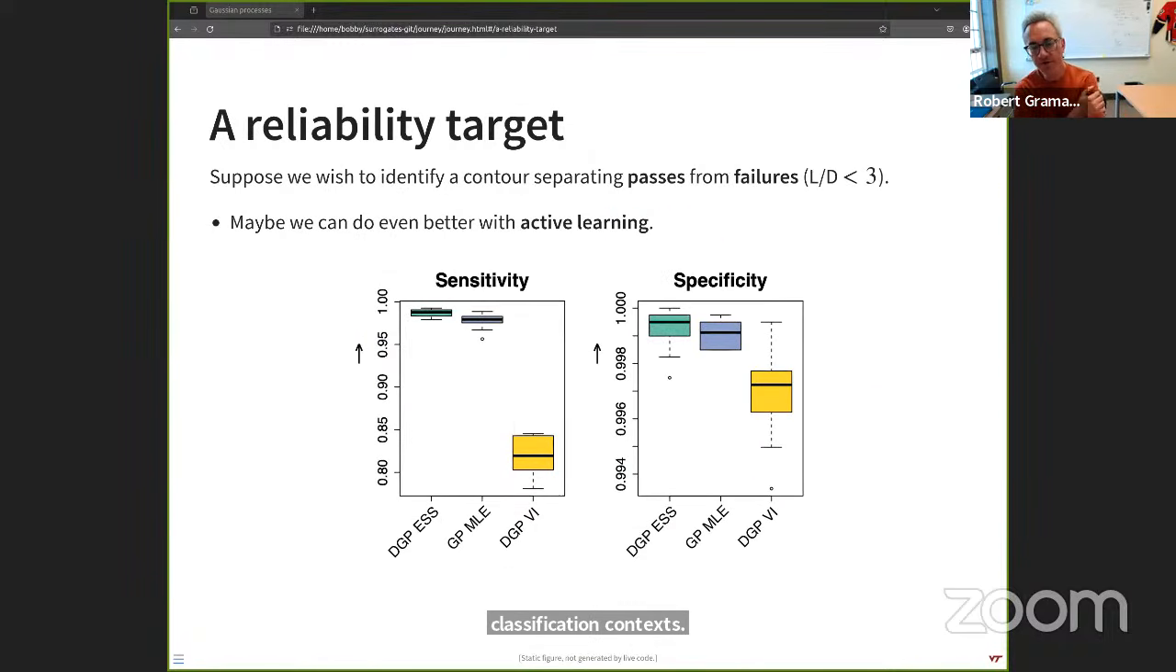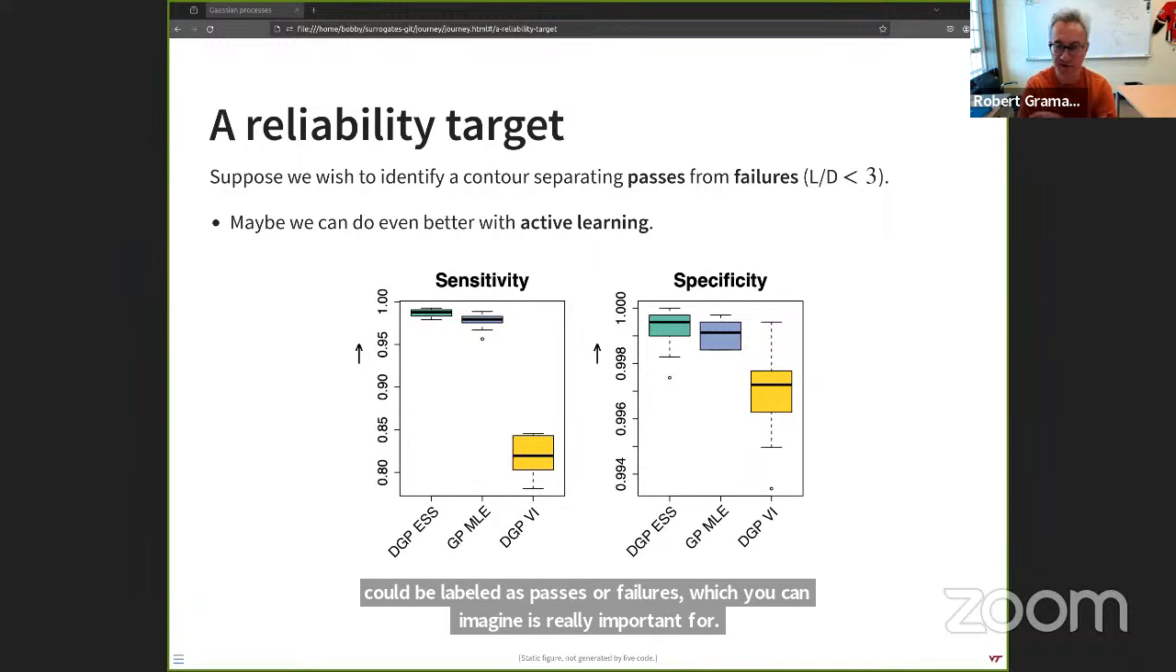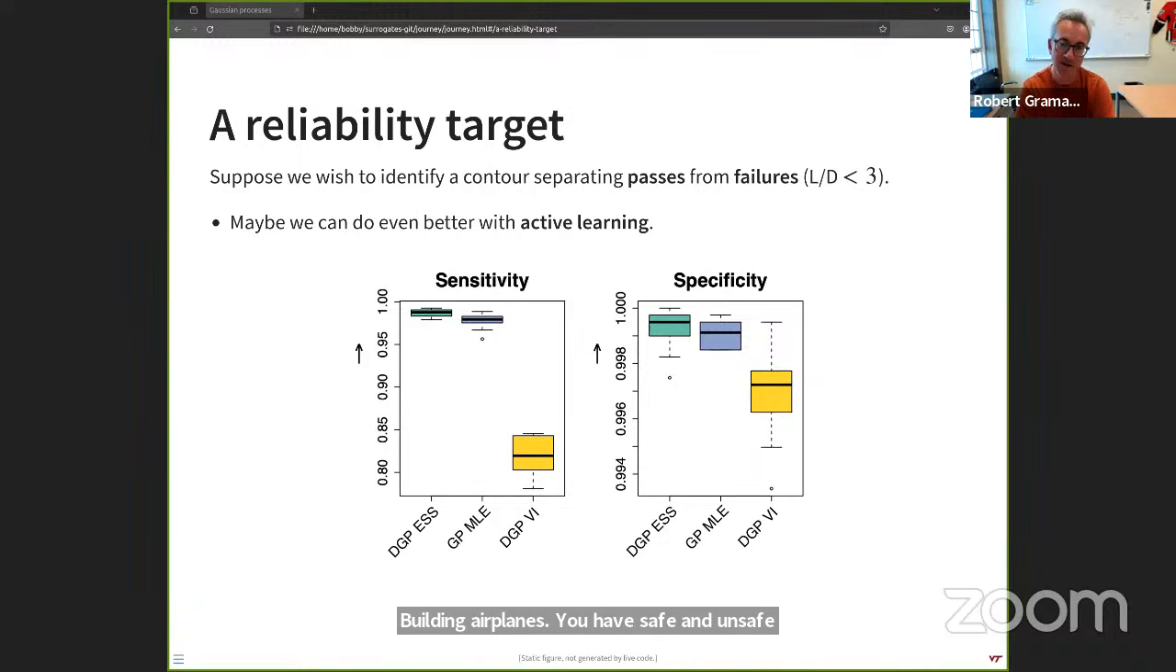All right, well, suppose that we weren't just interested in getting the most accurate predictions. Suppose we wanted to identify the parts of the input space that could be labeled as passes or failures, which you can imagine is really important for building airplanes. You have safe and unsafe, or efficient and inefficient operating conditions.